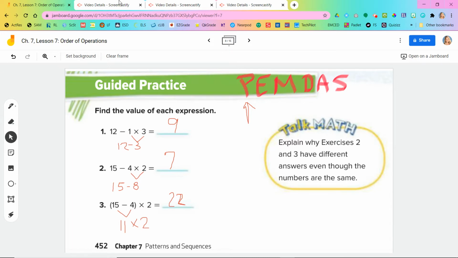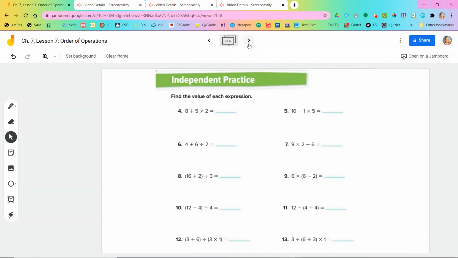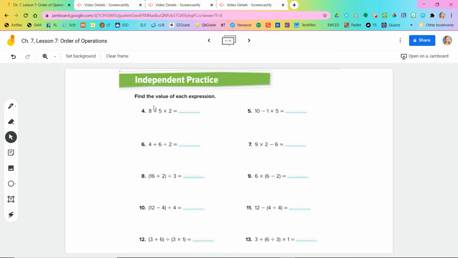All right, so let's take a look. Now, this is going to be what you're going to do on your own. I'm going to give you text boxes. If you want to work it out on a sheet of paper, that would be perfect. You could email me a picture of it or upload it, if you know how to do that, into Google Classroom.